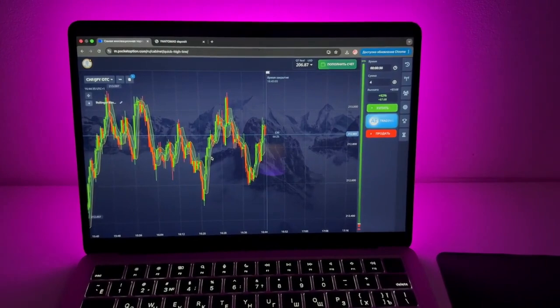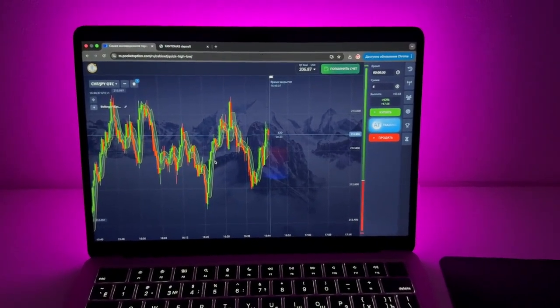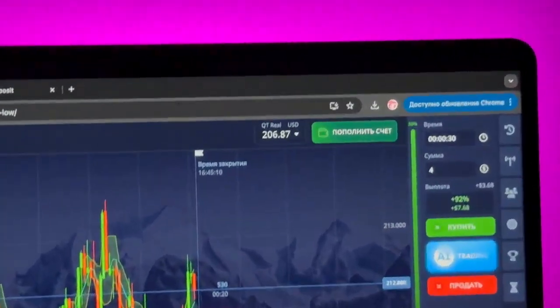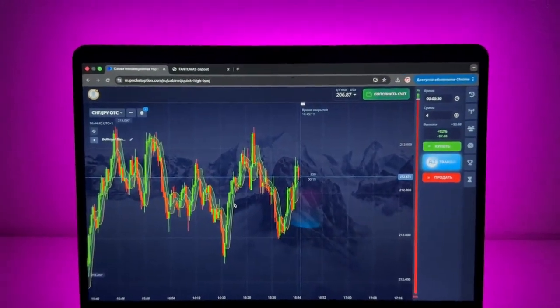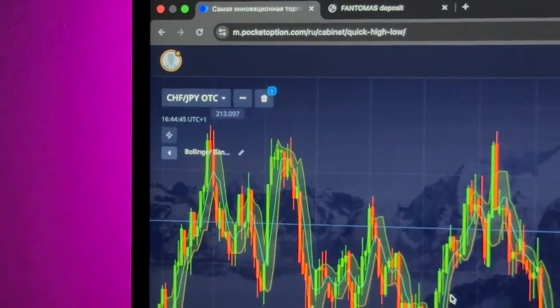I learned this strategy a couple of days ago, and if I'm surprised by its success rate, you will be even more. My balance is $200. We'll be trading on the Pocket Option Broker, and we'll be trading with the Bollinger Bands indicator.